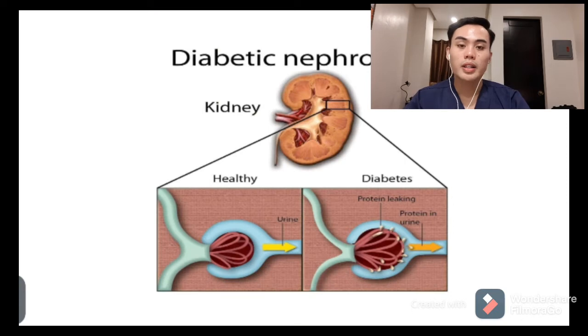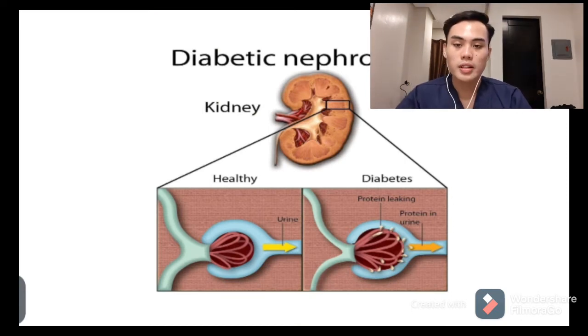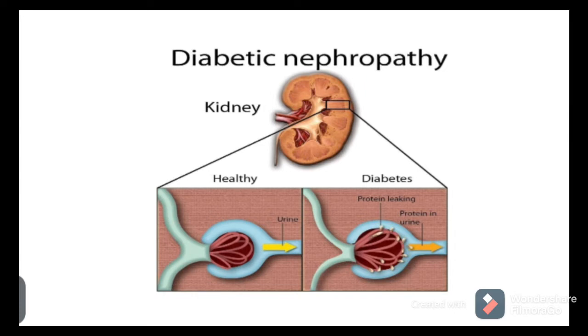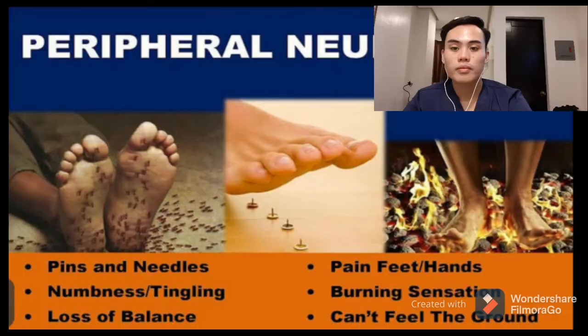This one is diabetic nephropathy. Affected organ is the kidney. So normally, as you can see, proteins do not pass through the urine. So, filter siya ng glomerulus. But for diabetics, nagli-leak yung protein as well as yung glucose. Sumasama siya sa urine.